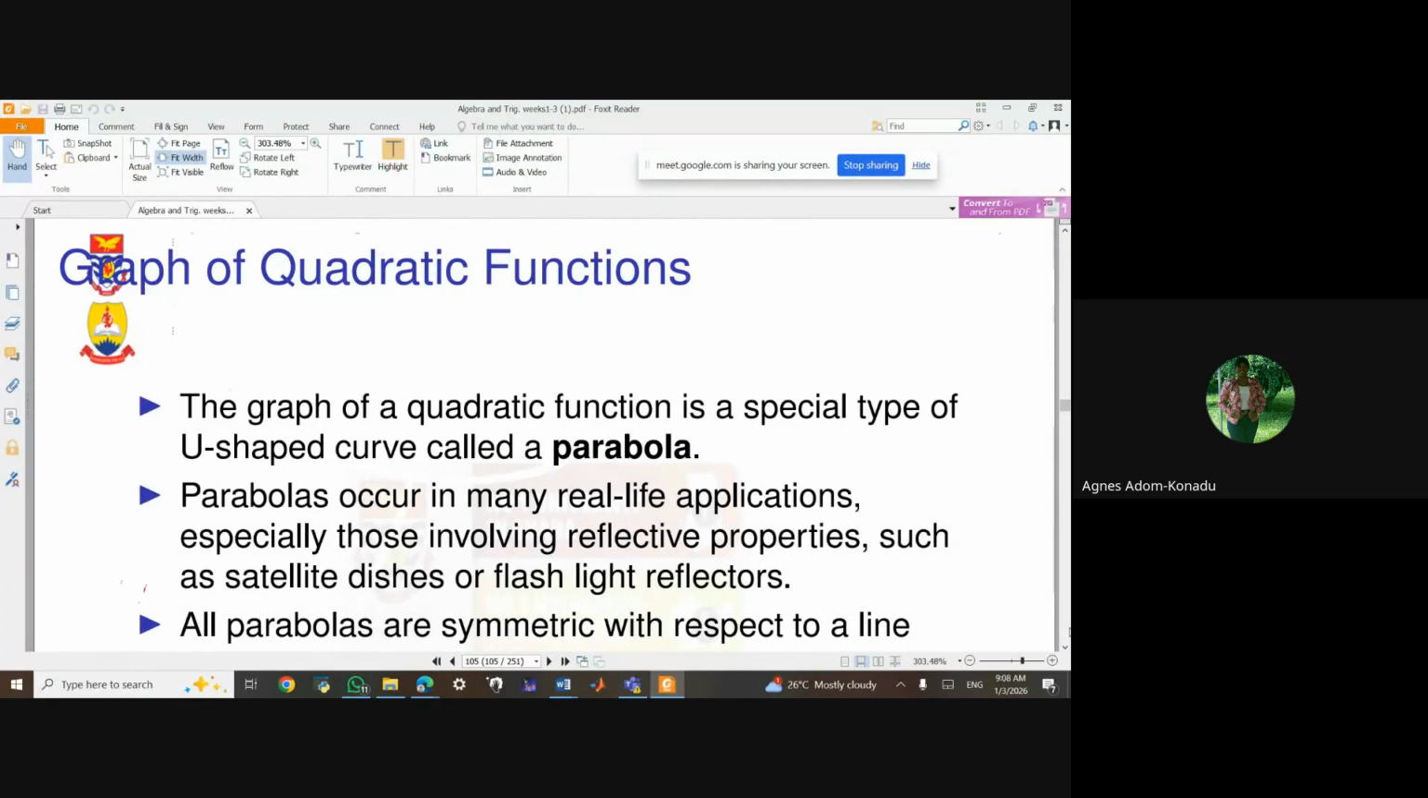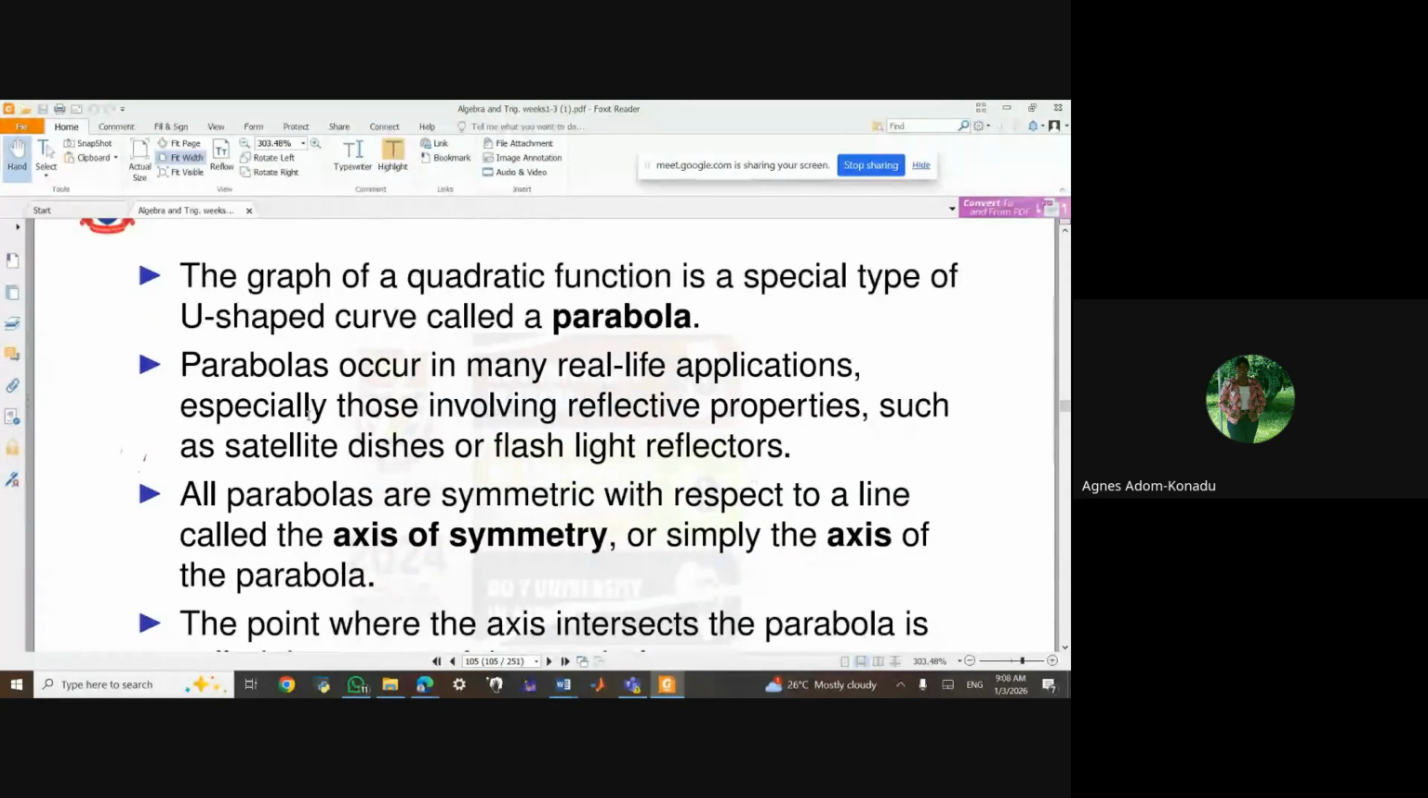I know all of us, or most of us, have the multi-TV dish, and when you take it, you see that it's U-shaped. So the satellite dish is an example of a parabola. And when you pick your flashlight or torchlight, you see that it is also a parabola in shape. And even the car lights have parabola shapes in them.